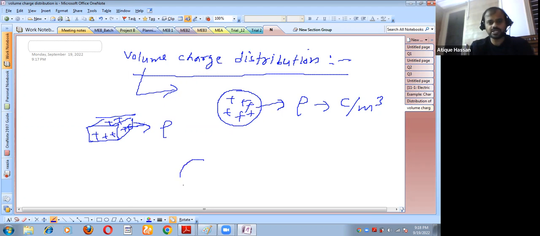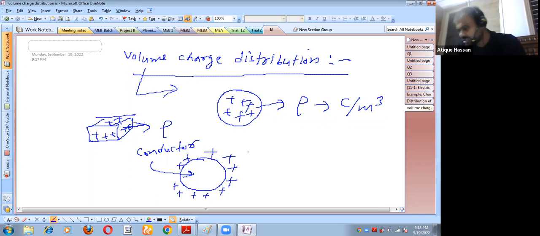Suppose we have a conductor. In case of a conductor, mostly all charges will be on the surface, right? We will see it later on also. So in case of a conductor, we cannot give charge within it. If you are distributing a charge, you cannot give the whole charge within the volume of a conductor. So this is the difference.